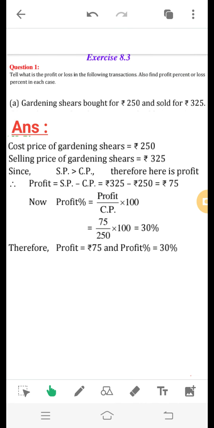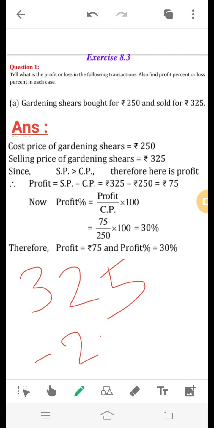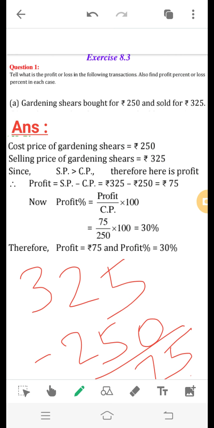Question 1. Gardening shears bought for rupees 250 and sold for rupees 325. Here cost price of gardening shears is rupees 250. Selling price is rupees 325. Here selling price is greater than the cost price, so there is a profit. And how to find the profit? We have to do the subtraction, 325 minus 250. So it's 75 rupees, that is the profit.